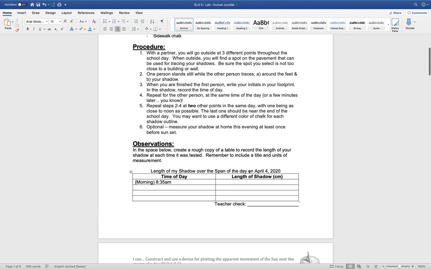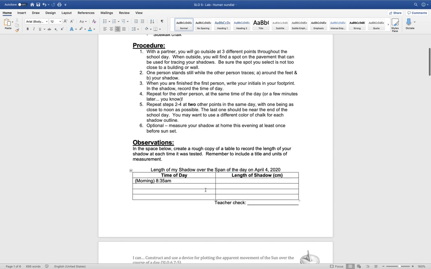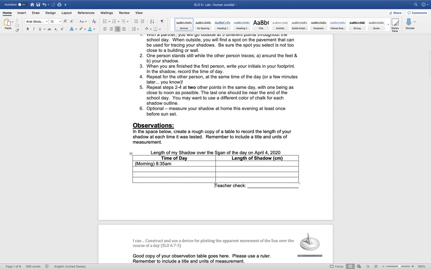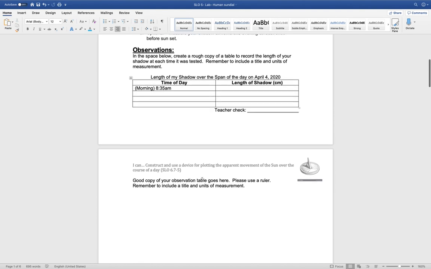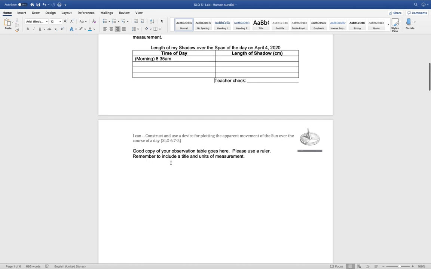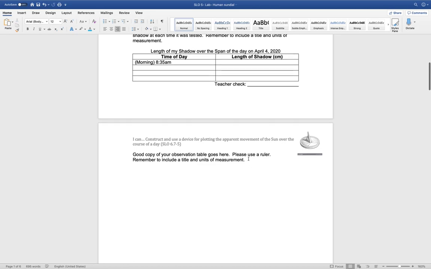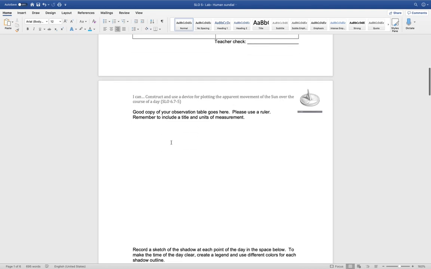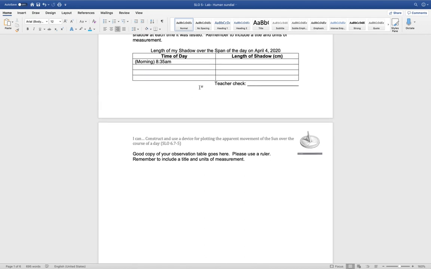Okay, so everyone should have their rough copy of their table done because I did this the other day on Thursday, and you can even just copy in mine if you weren't sure from your rough copies, although a lot of people did really super well in their rough copies and you probably already got to work on that. So good copy of your observation table goes here. Please use a ruler. Remember to include a title and the units of measurement that you have included, okay? So that would be something very similar to this, would go down here.